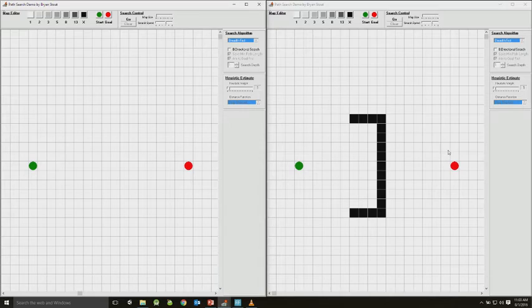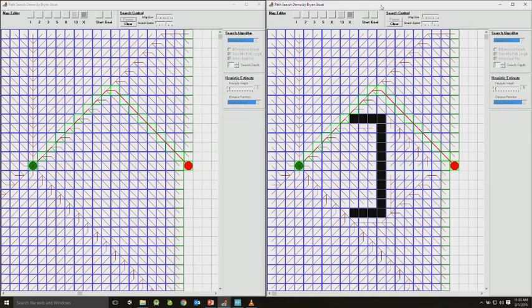So I'm going to start both the left and right side. The left side has no obstructions. The right side has this big black wall that we can't go through. So we might expect to get different results for this algorithm, but in breadth first we will not. So over on the right, it's definitely going around the wall, which is somewhat what we expect, but it's not an optimal path in terms of cost. It's only an optimal path in terms of number of steps, number of nodes that we traverse.